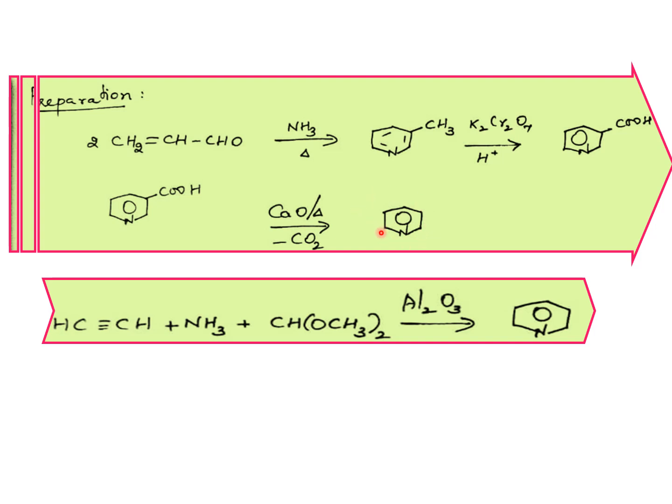This is one kind of preparation. Similarly, the reaction of acetylene with ammonia in the presence of alumina also produces pyridine as a product. So in these two methods we can prepare pyridine.